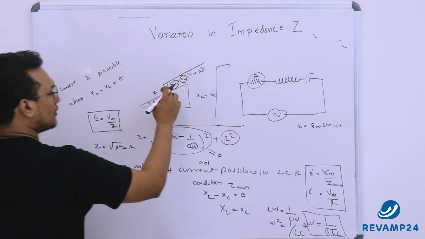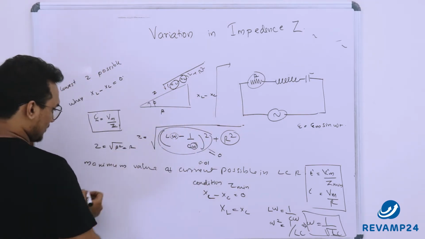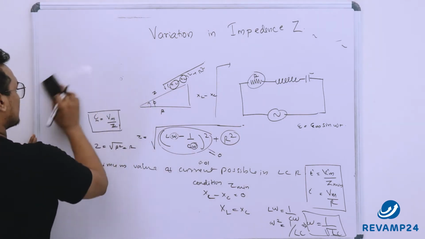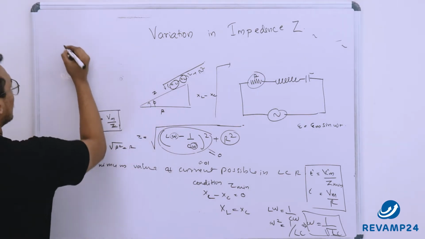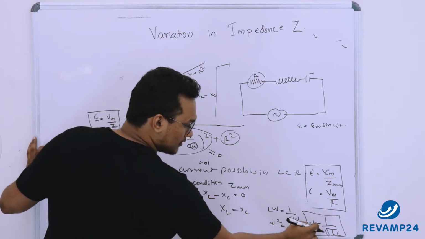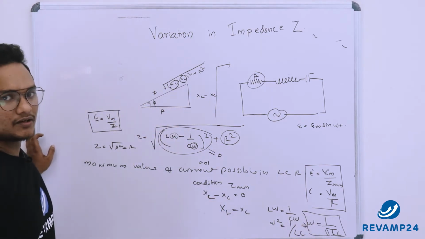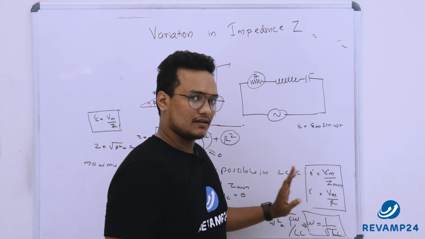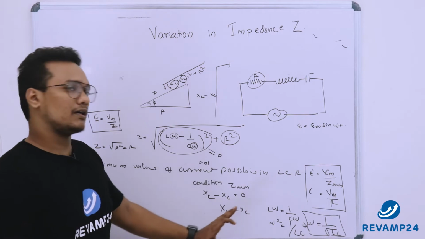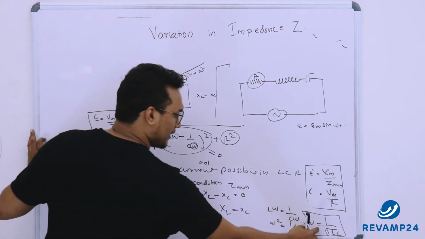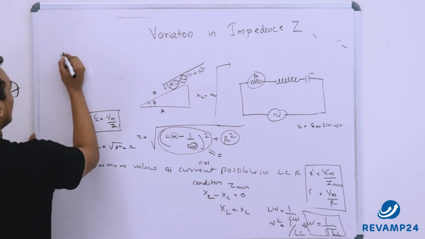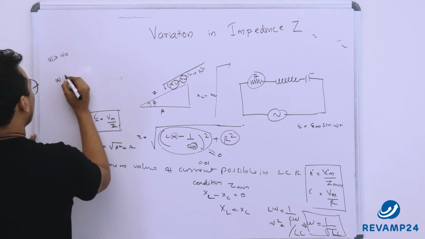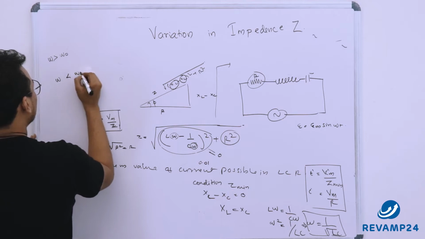Now, three conditions we are going to check. Condition 1: this is called the natural frequency of the circuit, where frequency becomes 1 by root LC. At that position, current will become maximum. So I am going to represent omega as omega 0, the natural frequency. Now we will see when omega is greater than omega 0 and when omega is less than omega 0.